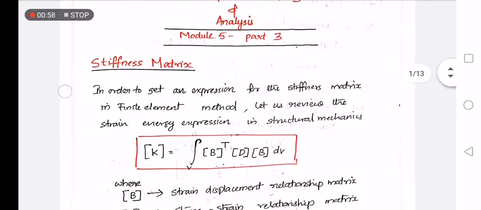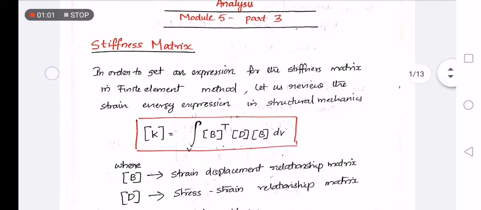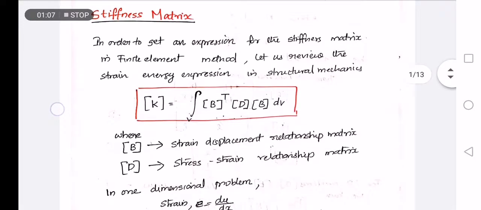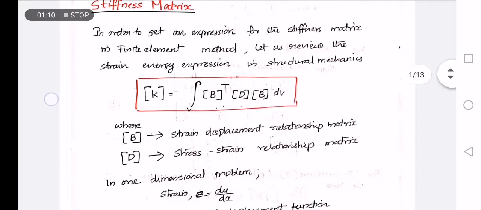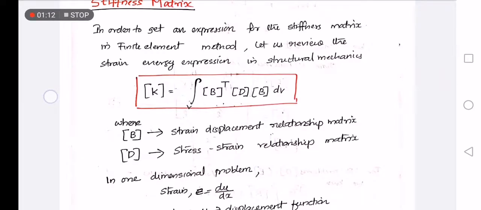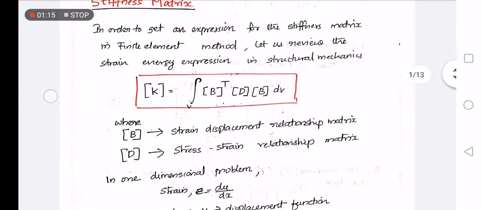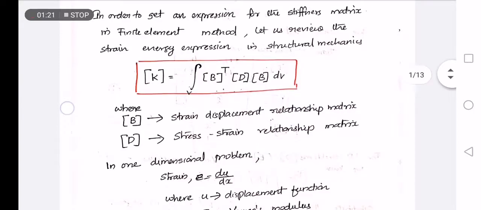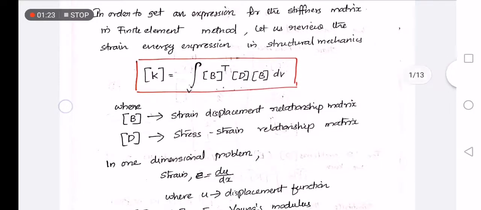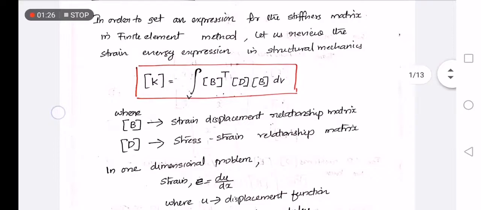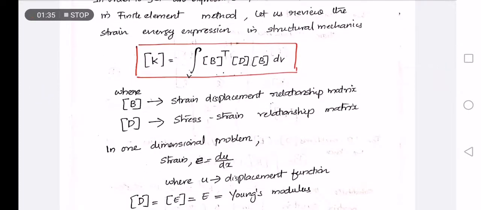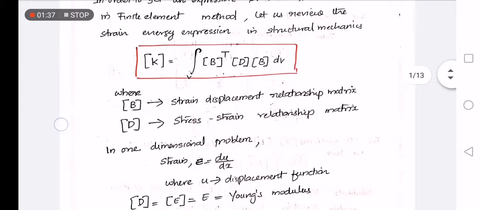Okay, in order to get an expression for the stiffness matrix in finite element method, let us review a strain energy expression in structural mechanics. There is an equation of stiffness matrix: K is equal to integral of the strain displacement matrix transpose into the stress strain relationship matrix into the strain displacement relationship matrix into dV. That is the equation. K is equal to integral of B transpose D B into dV. So in one dimensional problem, we are dealing with one dimensional problems.